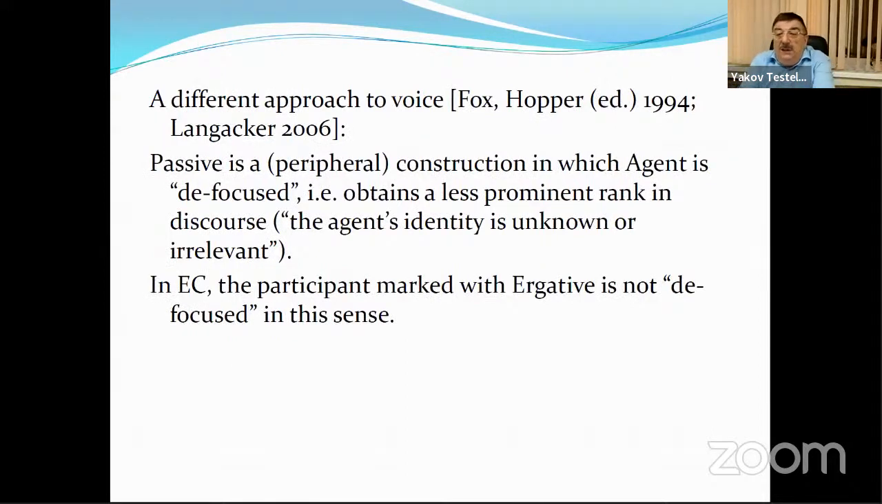A different approach to voice, like in the functional works on voice by Shibatani, Fox, Hopper, Langacker, and others, is that passive is a peripheral construction in which the agent is defocused, that is, obtains a less prominent rank in discourse. Langacker puts it as: the agent's identity is unknown or irrelevant. Which is a rather controversial characteristic, but anyway, in East Caucasian, the participant marked with ergative is not defocused in this sense or in any other sense. It is not something which is shifted into the background.